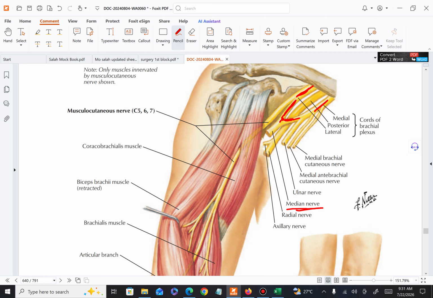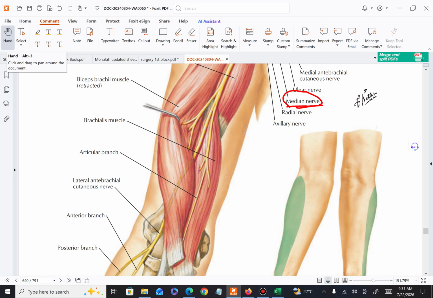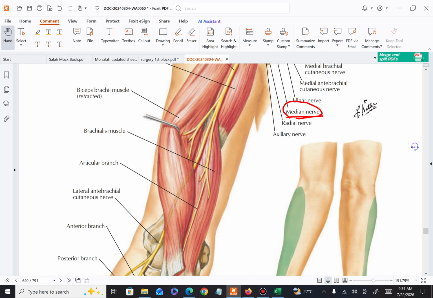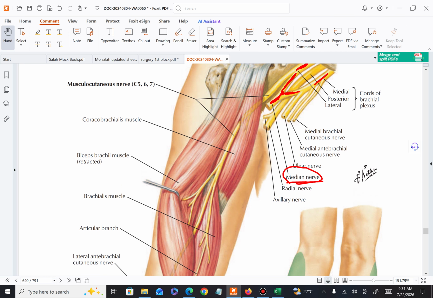The medial and lateral roots combine to form the median nerve, and then the median nerve supplies most of the muscles of the forearm and some of the muscles of the hand. In the arm there is no branch of the median nerve. It supplies the muscles of the anterior compartment of the forearm and some of the muscles of the hand.